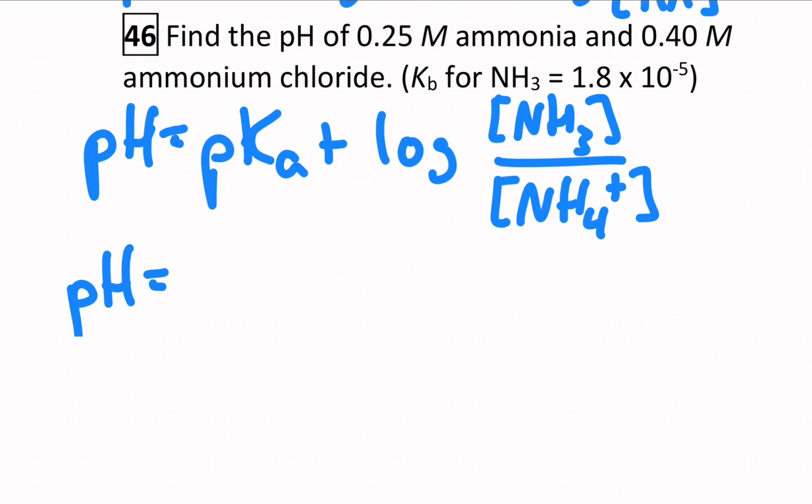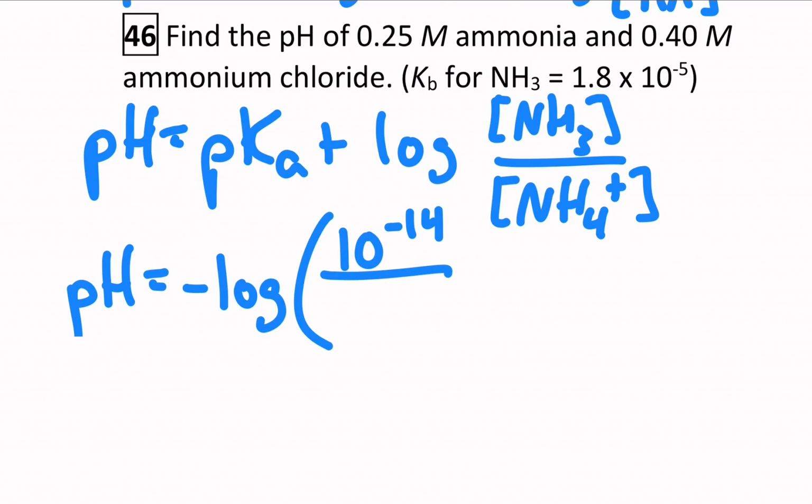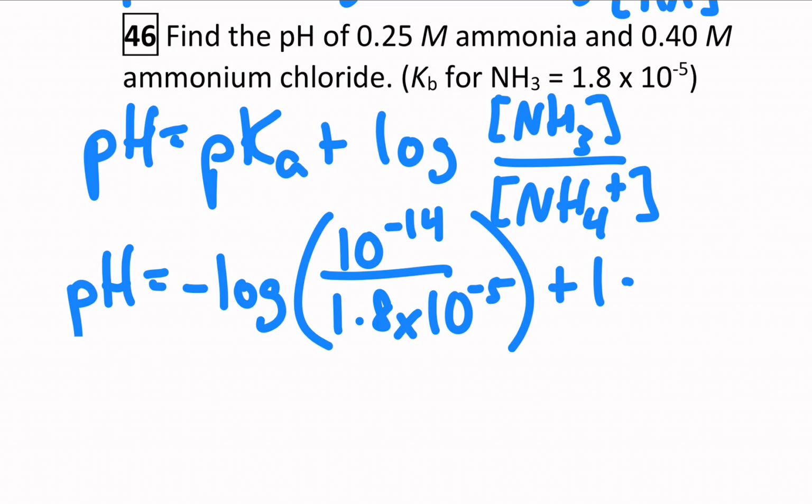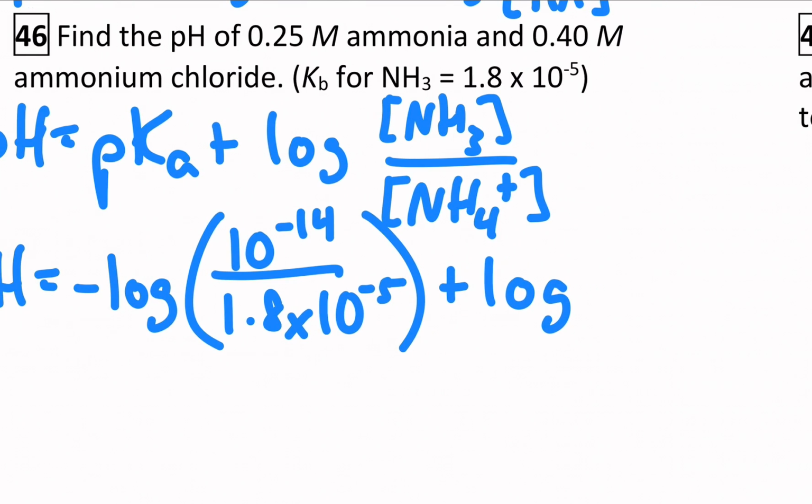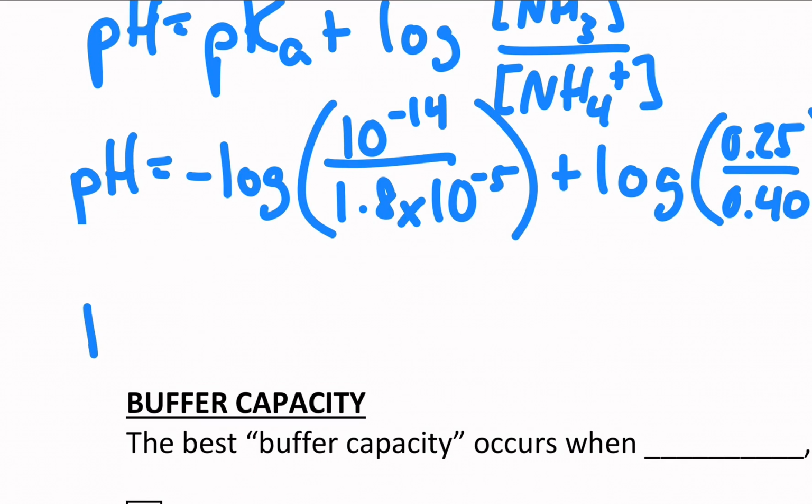The pH, the pKa is the negative log of the Ka. I have a Kb, but we can get that. Remember that Ka is simply Kw divided by Kb. And I'm going to put this all in the same expression, plus the log of the ratio of the molarities. It's base 0.25 all over the acid 0.40. One calculation. You plug that in, you get a pH of 9.05.